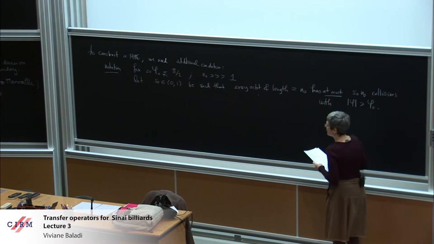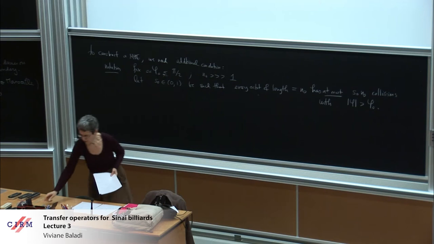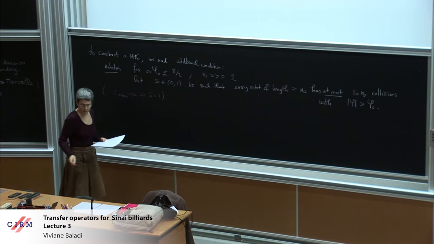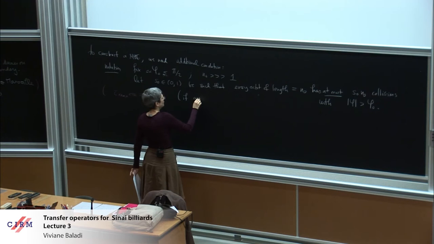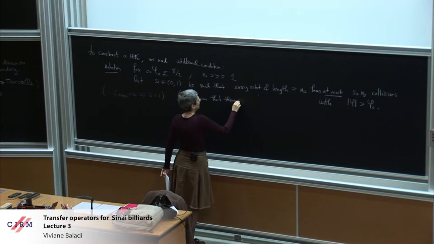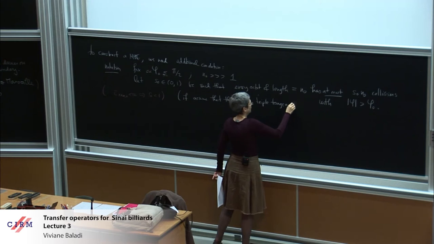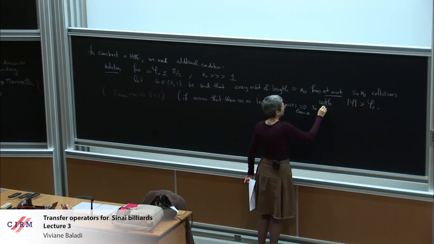So why do I know that this number is not equal to 1? This is because the horizon is finite. And if you assume that there are no triple tangencies, so three successive tangential collisions, then you can prove, it's an exercise, that S0 is smaller than 2/3. Okay?